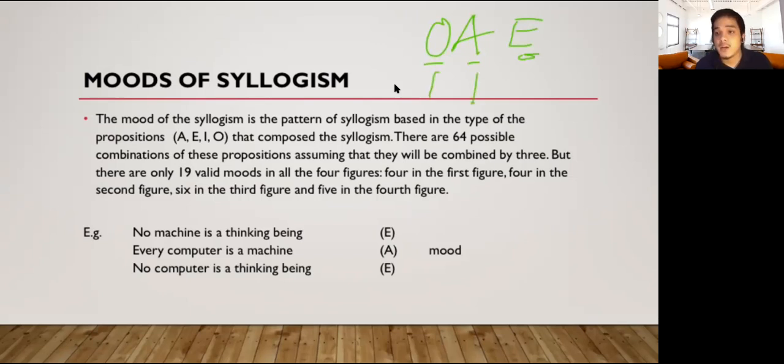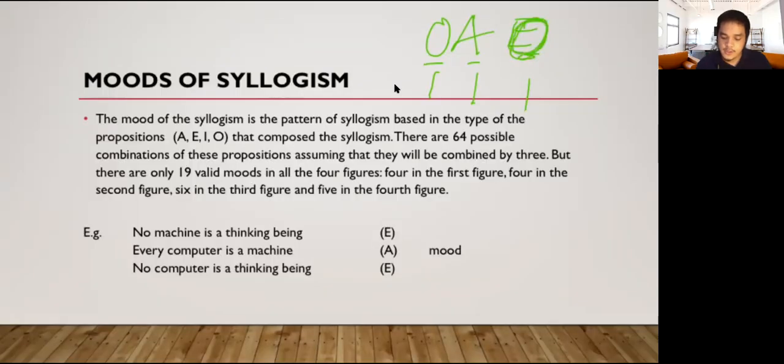You cannot have an A or an E for your conclusion? No, it must be an O proposition for it to be valid. So take note, all these combinations are not possible to be mixed up, but there are only 19. And what are these 19?